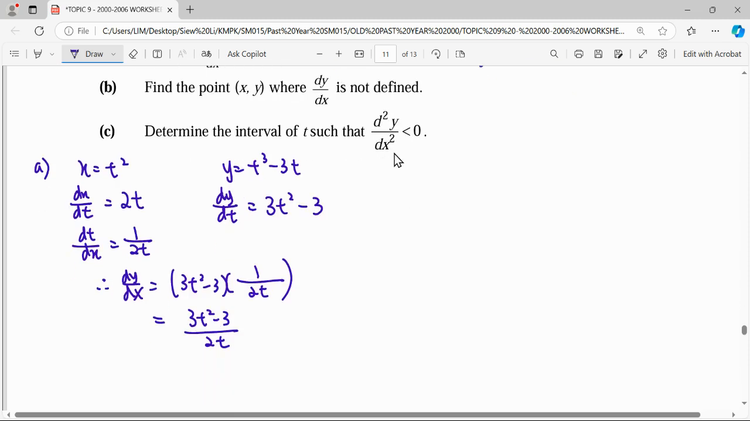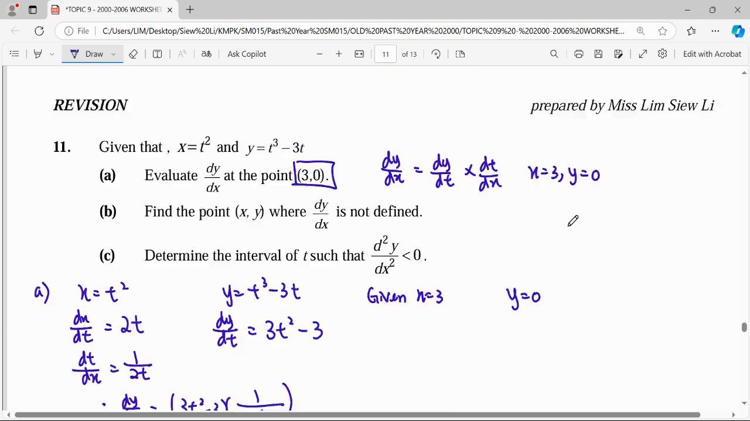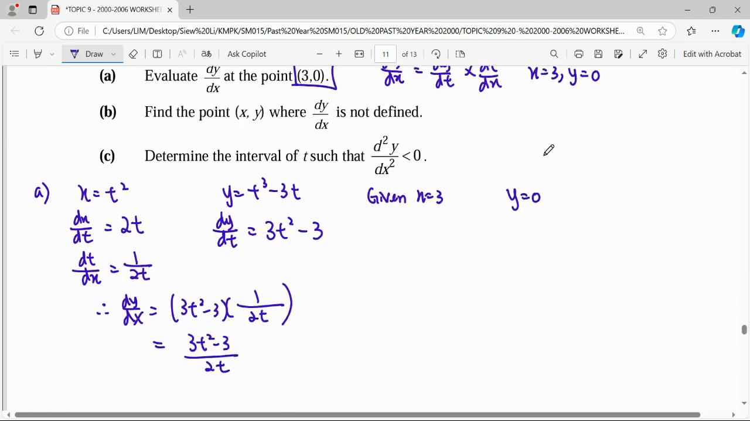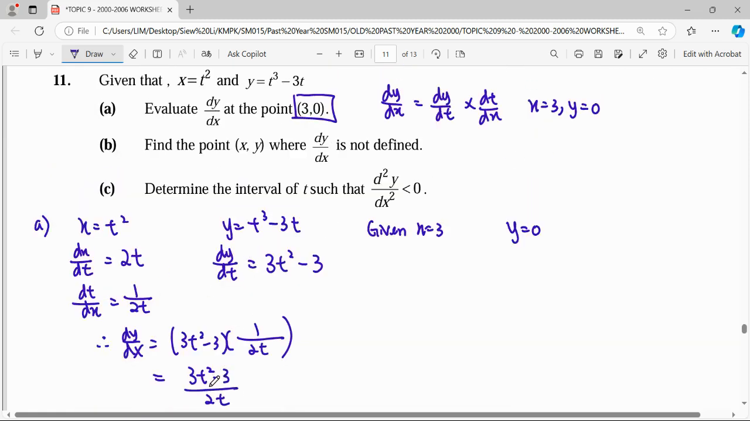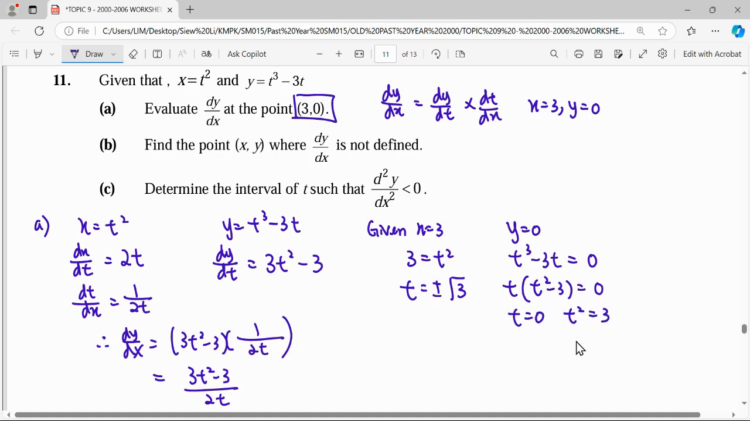So here we have our dy/dx, and what we need is to find the value at the given point, x equals 3, y equals 0. The point given here is for us to find out what the parametric t value is. So we substitute x: 3 equals t squared, so t will be positive or negative square root of 3. When y equals 0, t cubed minus 3t equals 0. We factorize out t, so we have t equals 0, t squared equals 3, so t will be positive or negative square root of 3.